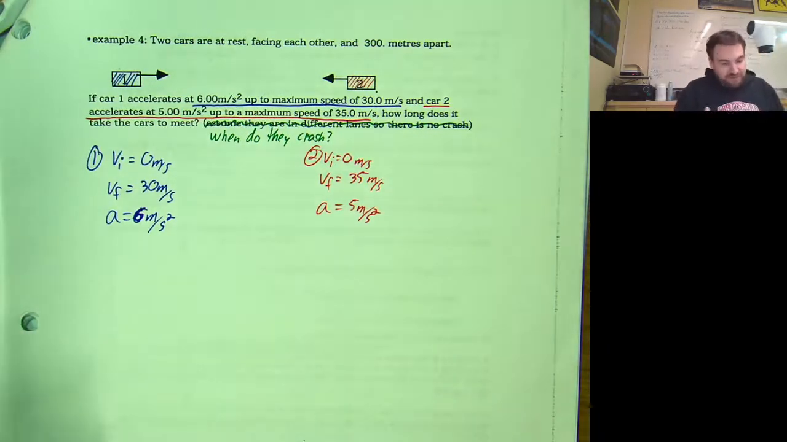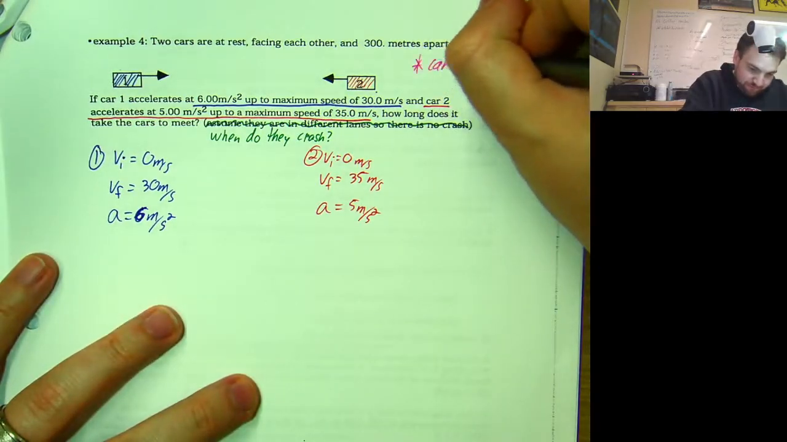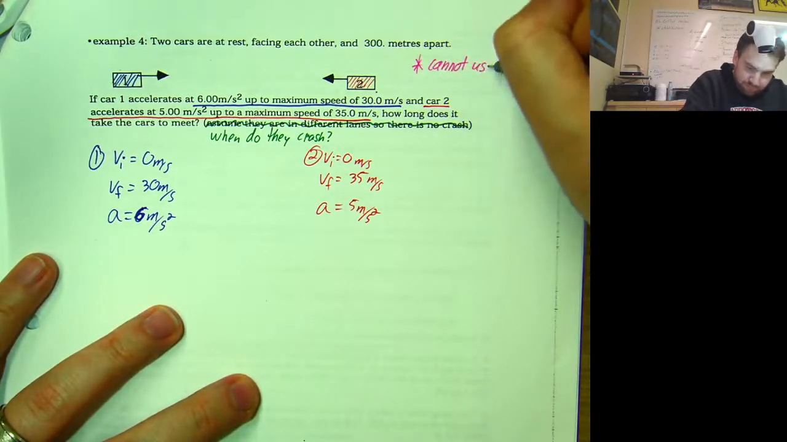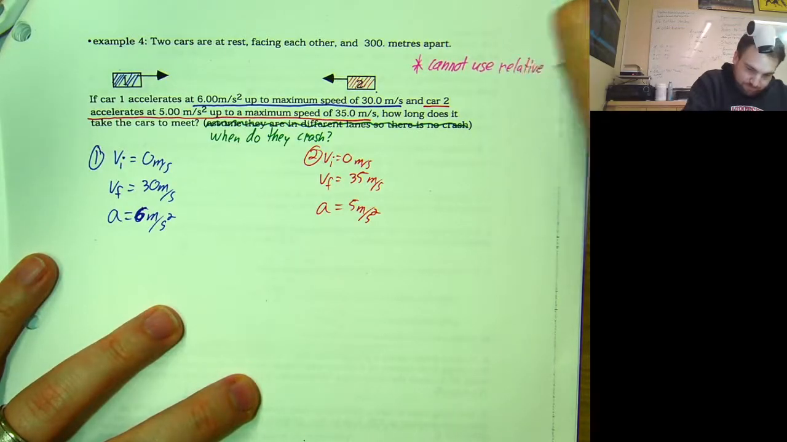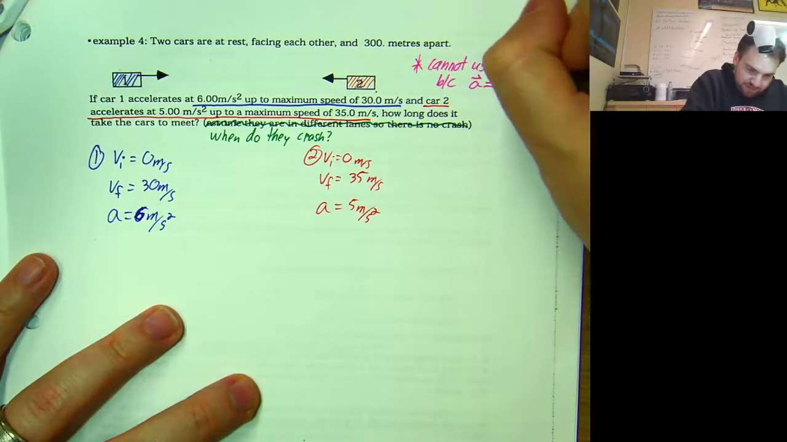Now, if these are at constant velocity, we could use relative motion, but we cannot use relative motion here because they are accelerating, because acceleration is not equal to 0.